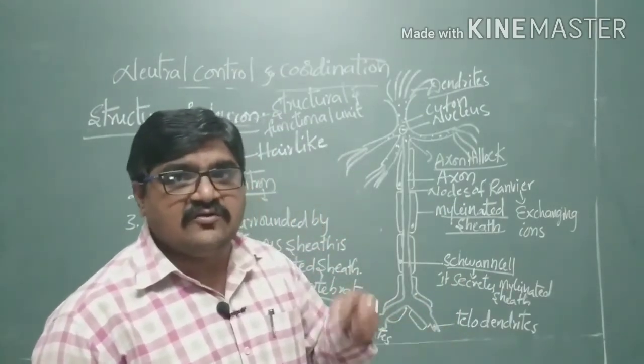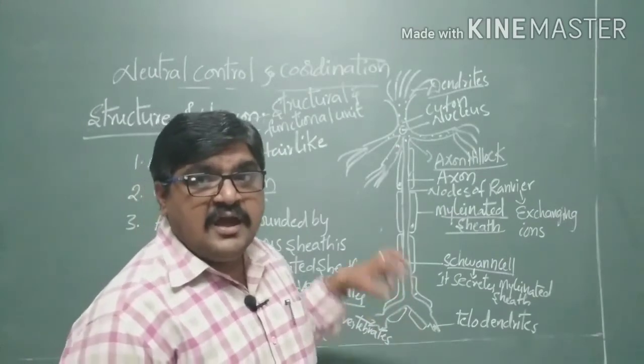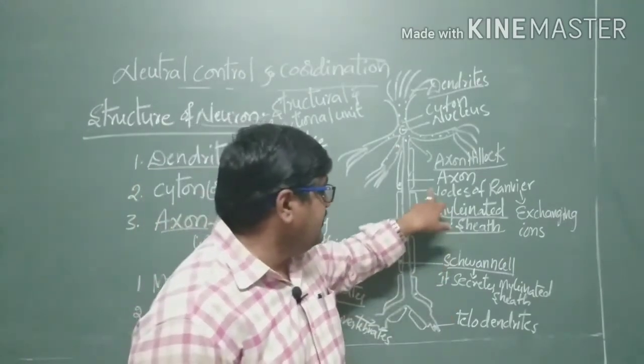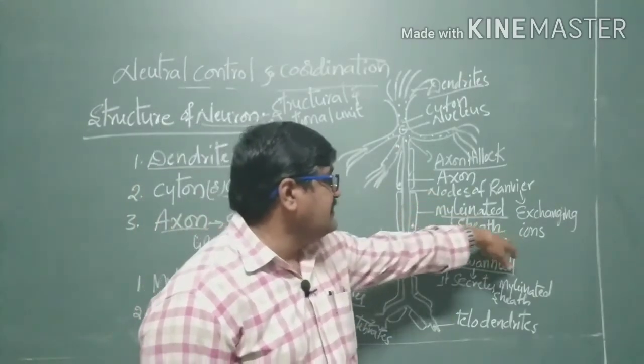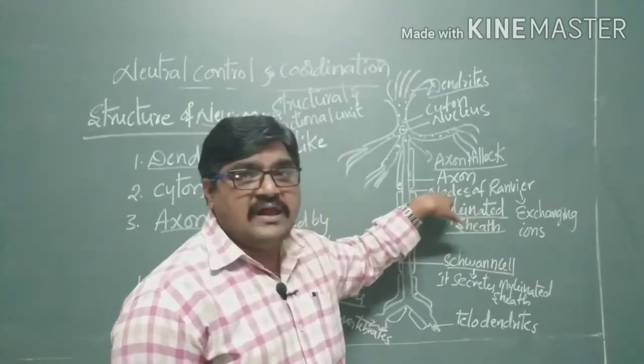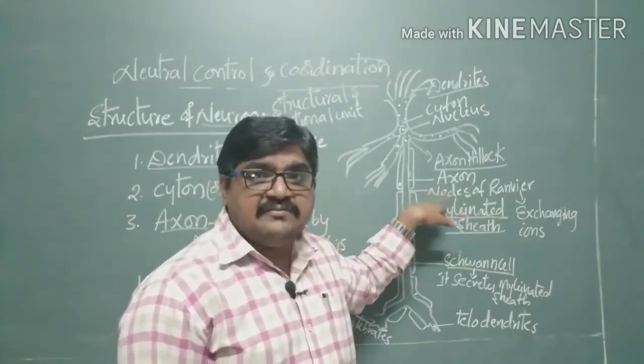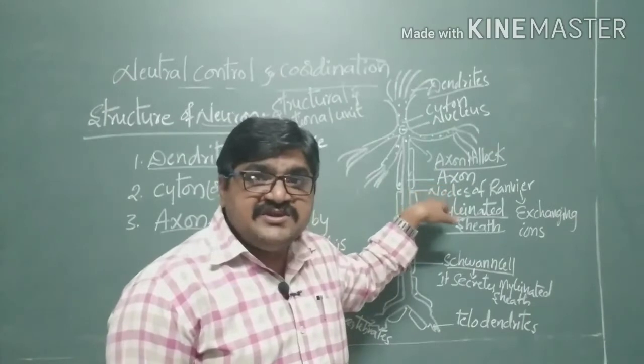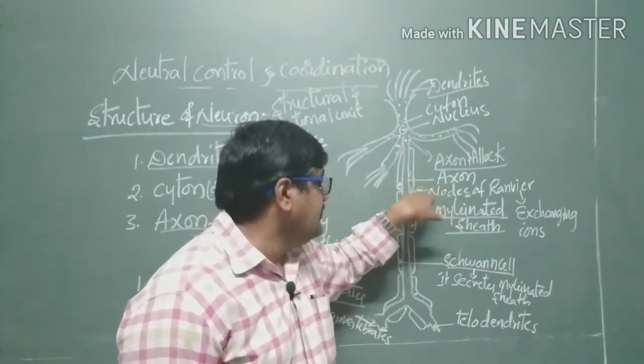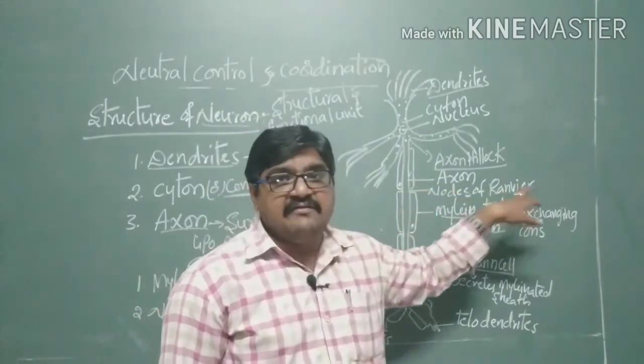That is influx and outflux. Influx and outflux take place in between. The exchanging of ions takes place at the nodes, which are the gaps present between the two myelinated sheets. That gap is called the nodes of Ranvier.